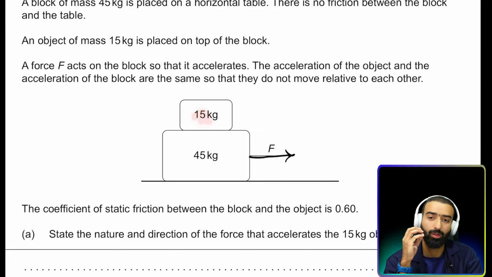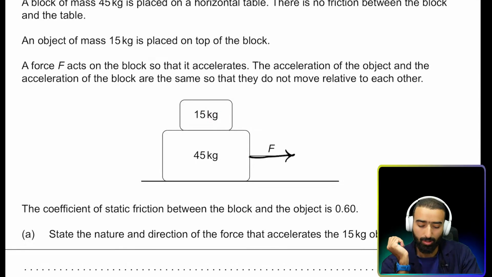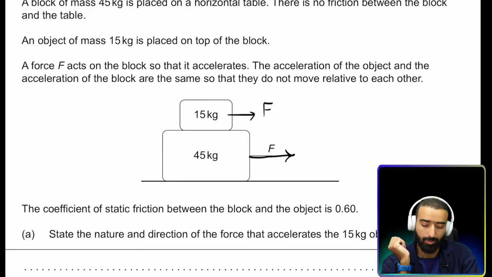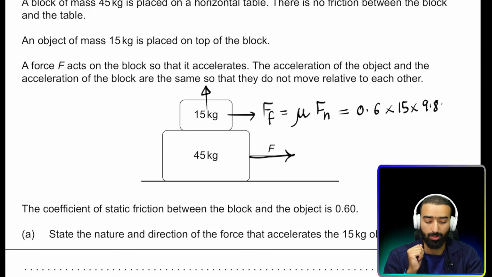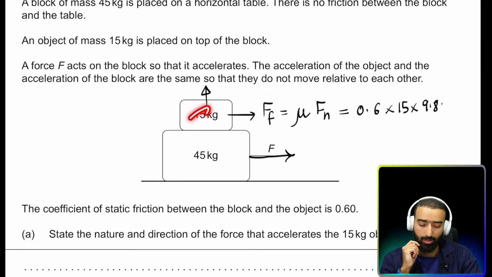In order to solve that, we must realize that whenever we apply a force strong enough that this object is on the verge of slipping, the force of friction acting on the 15 kilogram object is given by the equation: force of friction equals mu times normal force. Mu is given to us, it's 0.6, times the normal force, which is m times g. So that's the force of friction acting on this 15 kilogram object.